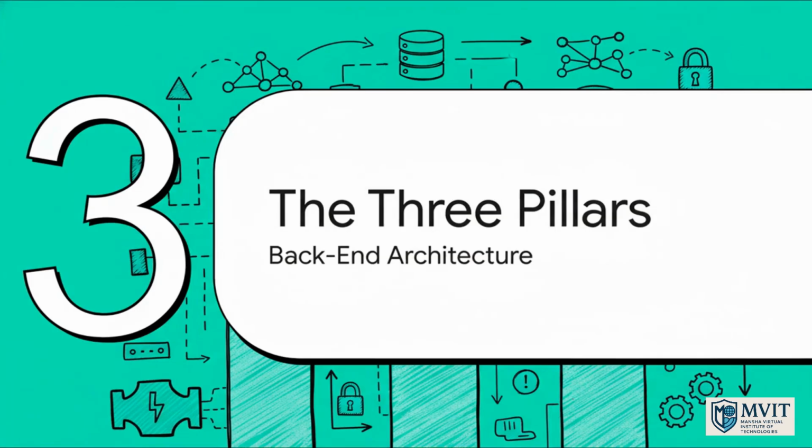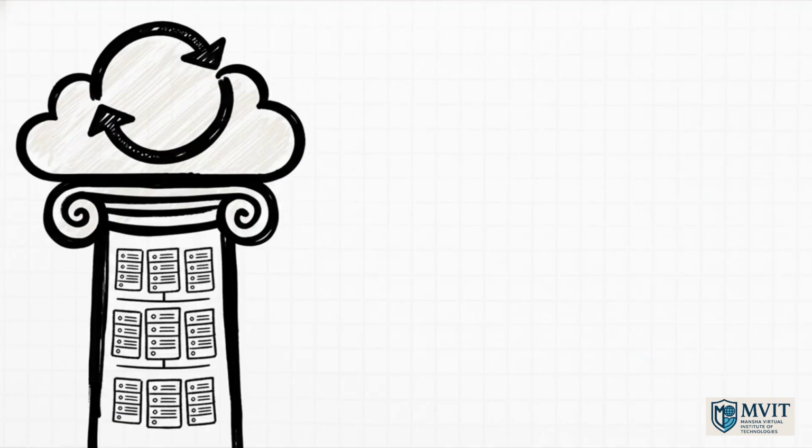To really get it, you can break the backend down into three main components. I like to think of them as the three pillars holding everything up. Pillar number one is the server. Now, this isn't some dusty computer in a closet anymore. Think of a massive network of powerful computers out there in the cloud. This is where the back-end code actually lives and runs. It's the raw computing power that's available 24/7 to handle every request that comes in.